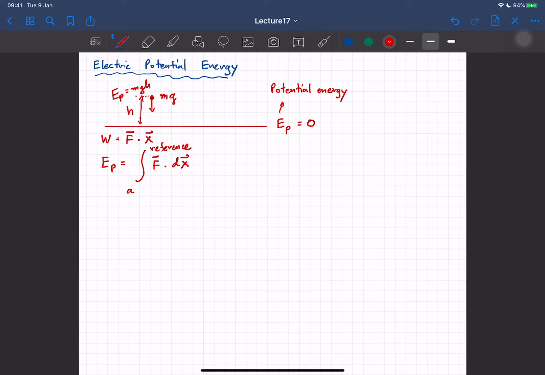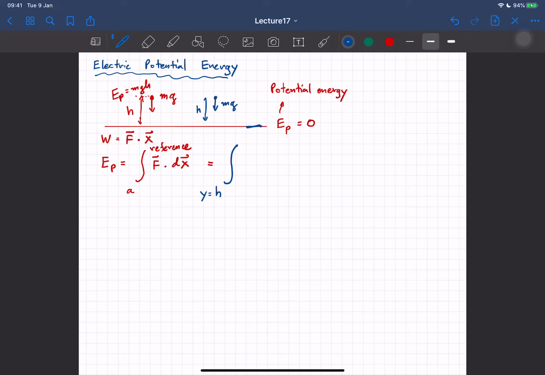So let's apply this to the situation above. The situation above is, what is the force? It is the mg force here. And where you are, any point A, is at the height h. So integral from y equal to h to the reference point. The reference point is the point where you choose the potential energy to be 0.